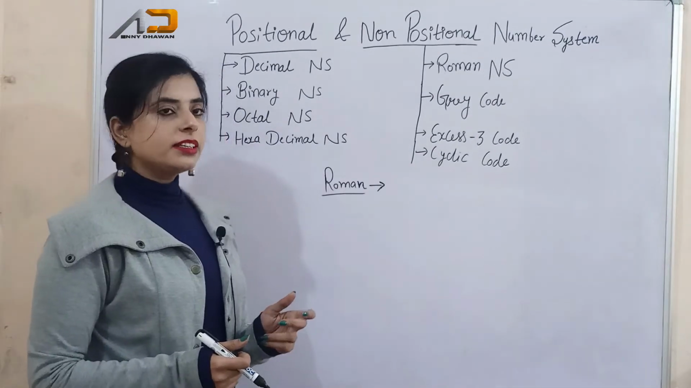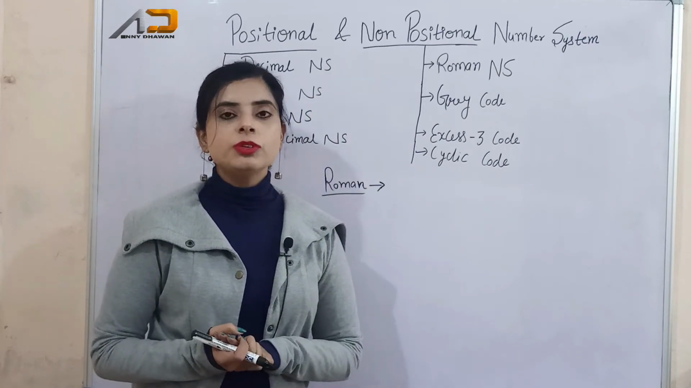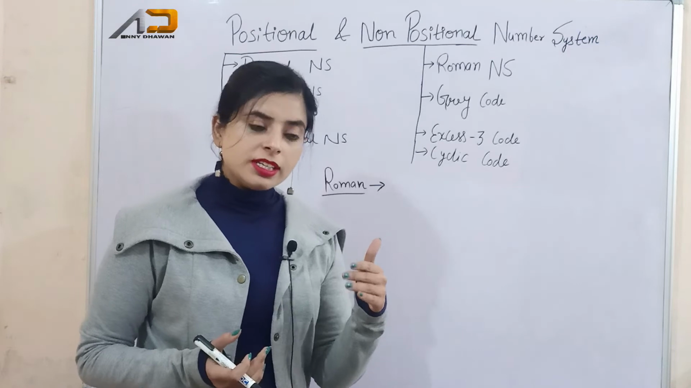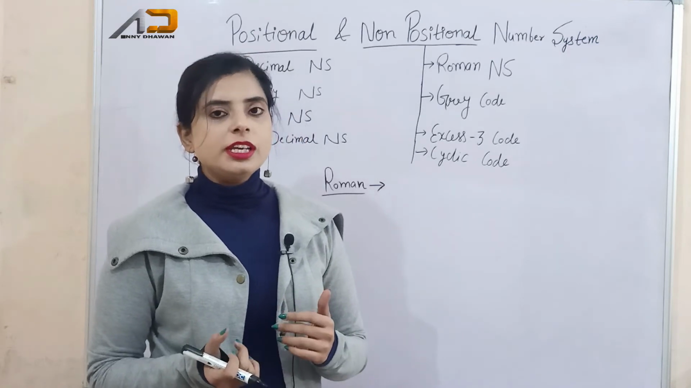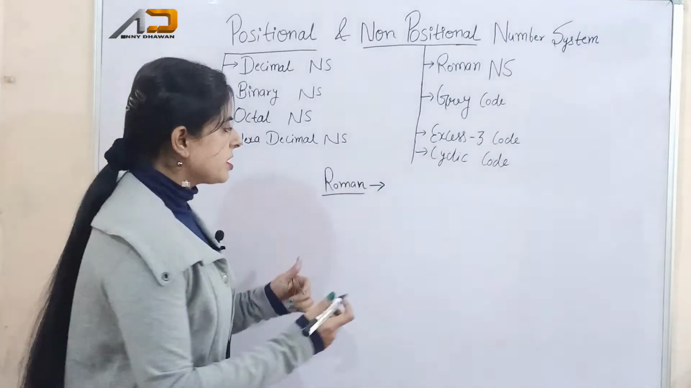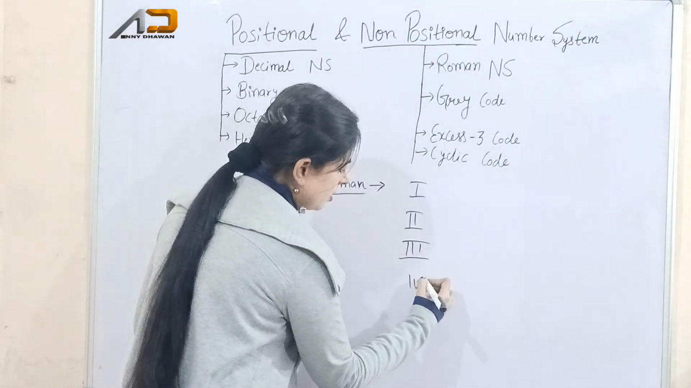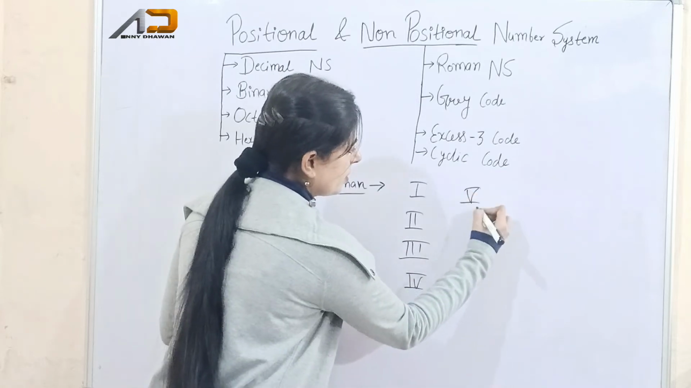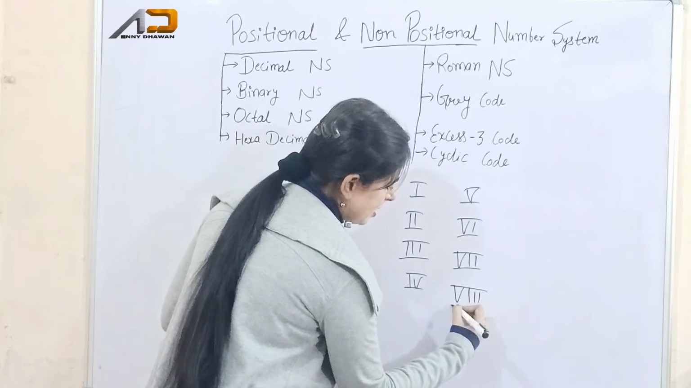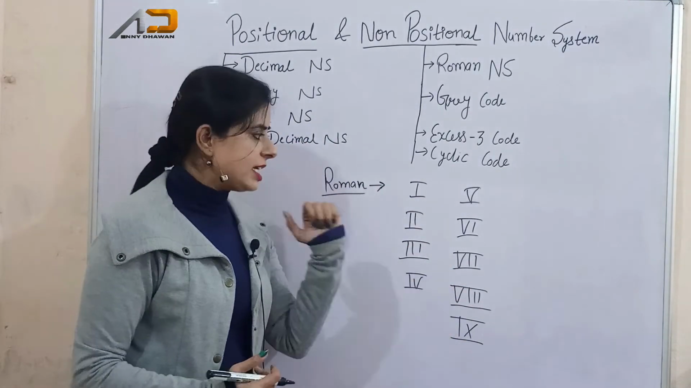Now, let's understand the definition of non-positional number system. Unlike the positional number system, non-positional number system doesn't follow any rule of position and in turn its corresponding weight value for each position. Now, I am going to write some numbers of Roman number system, that is 1, 2, 3, 4, 5, 6, 7, 8 and 9.